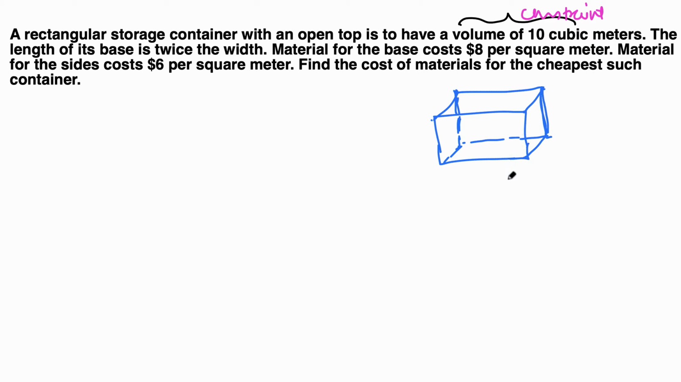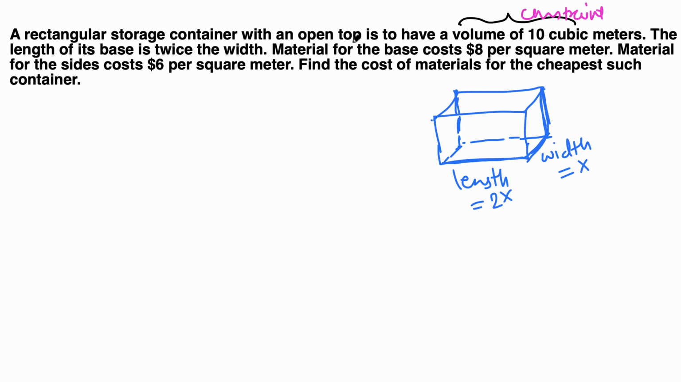So volume means length times width times height. So we'll get back to that in a moment once we assign the variables. The length of its base, let's say this length, is twice the width. Oh, this is width and this is height. So length is twice the width. Means if we assume width x, then this will be 2x because length is twice the width.